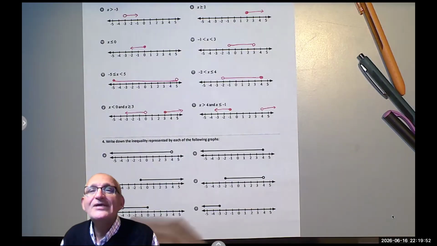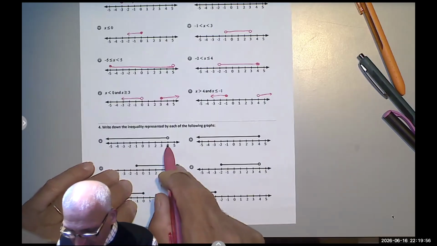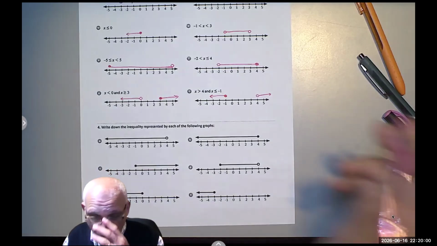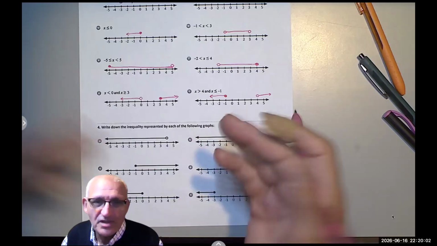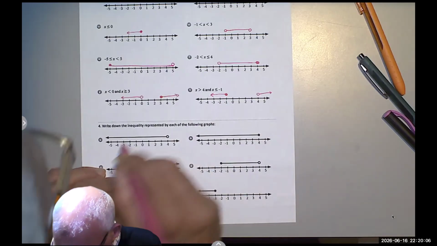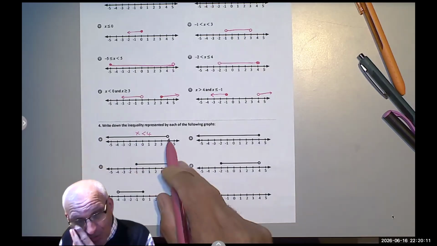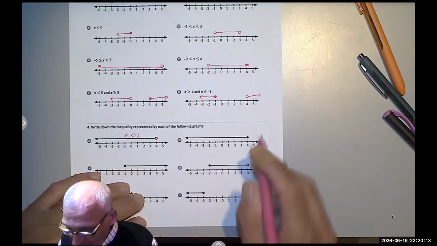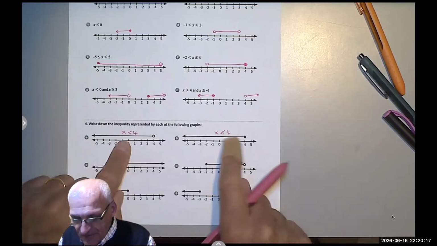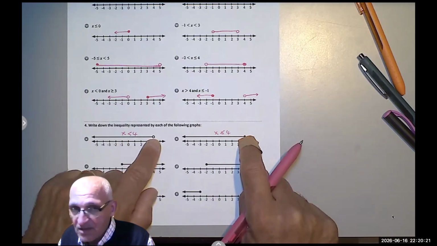Now, how do we read them? X is less than 4. That's easy, right? It goes to negative infinity. They don't ask you to write it in interval form. So all you have to say is x is less than 4, not less than or equal, because that's an open circle. This one is x less than or equal to 4. See the difference between these two? The 4 is in the interval, the 4 is not in the interval.